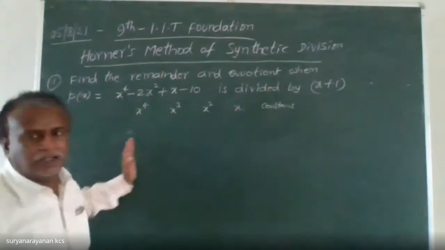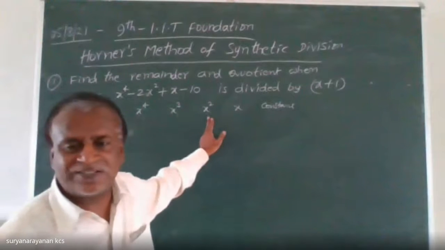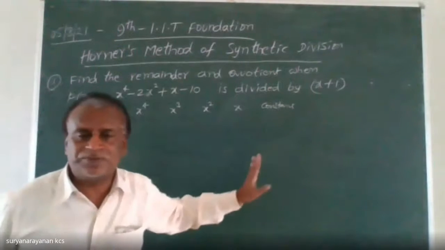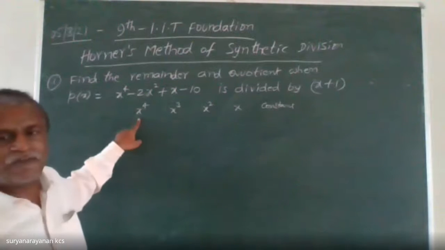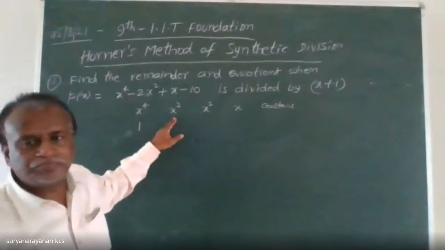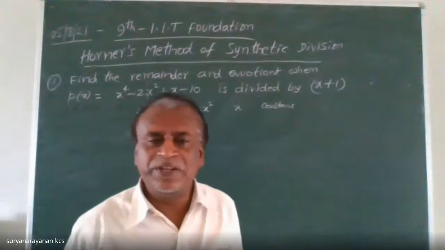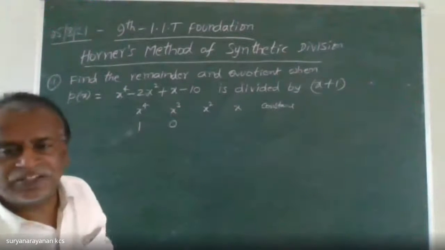For your understanding, I am writing here. Highest power is x power 4, next x cube, next x square, x term and constant. Now tell me the coefficients of these terms one by one. What is the coefficient of x power 4? So 1. What is the coefficient of x cube? So 0. Very good. Here the x cube term is not given. So for our convenience, we take the x cube coefficient as 0.